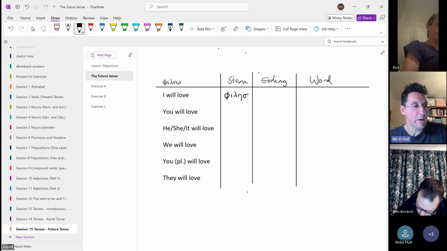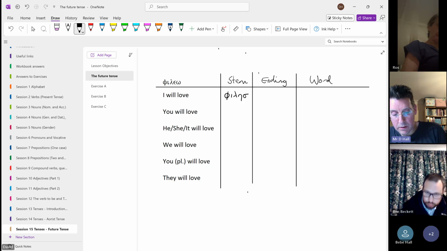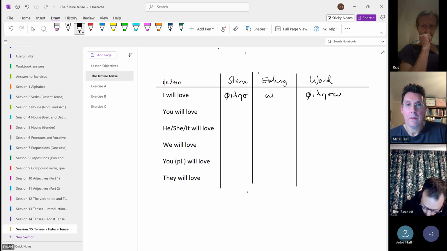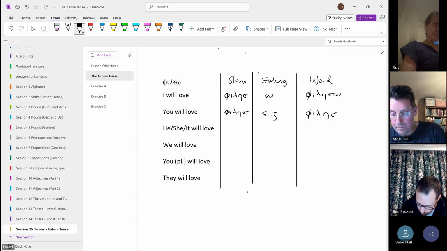So the endings are actually going to be the same as the ones above, whereas you might remember in the present that there were some variants. There was an extra upsilon in the third person plural. We'll come to that in just a moment. So this will go to omega. So we're going to have philiso, which is I will love, and then obviously the endings are going to be exactly as we have for luo.